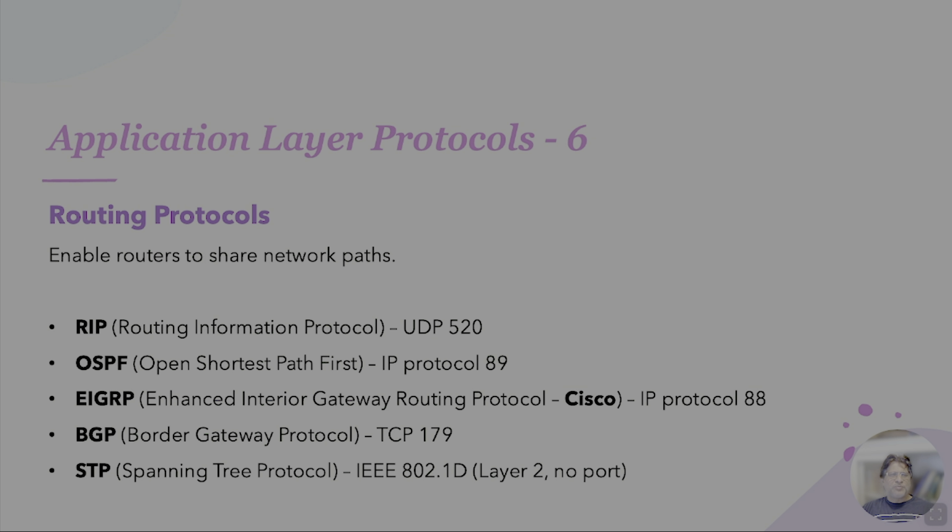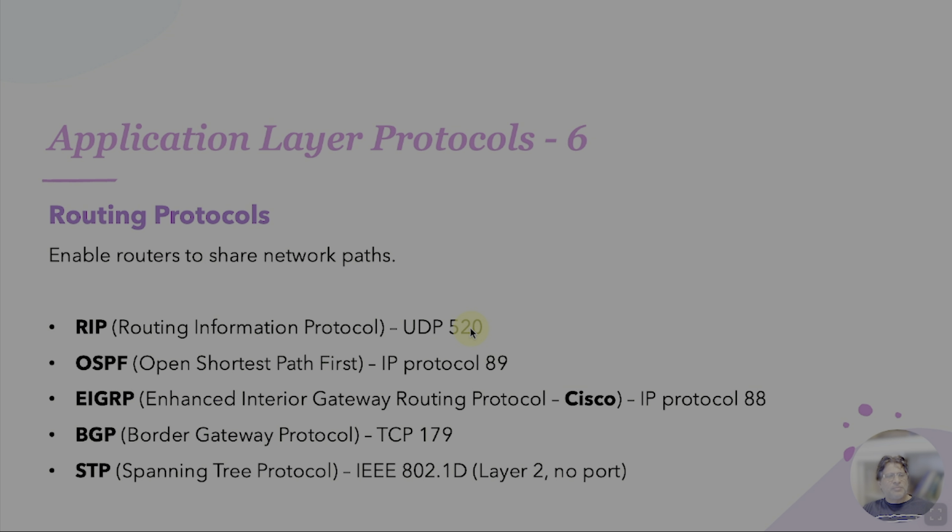Then there are the routing protocols. They enable routers to share network paths. So RIP, which is the Routing Information Protocol, UDP 520. RIP is the protocol we configured in some of the earlier lectures when we talked about Cisco Packet Tracer. We had a Cisco Packet Tracer lab that we went over a few lectures ago, in which we enabled RIP, the Routing Information Protocol, to enable routing on the router itself. So basically, two different networks could communicate with each other.